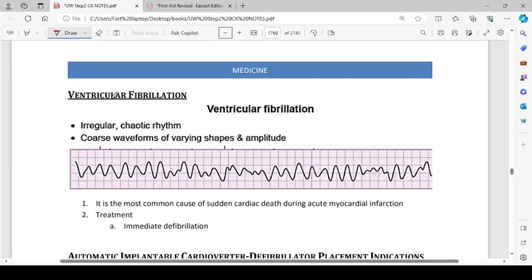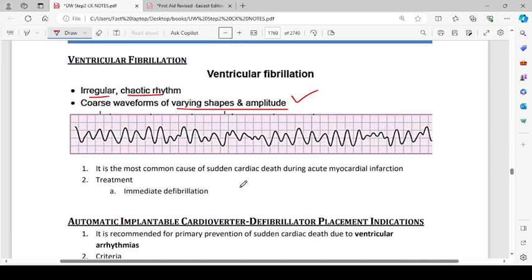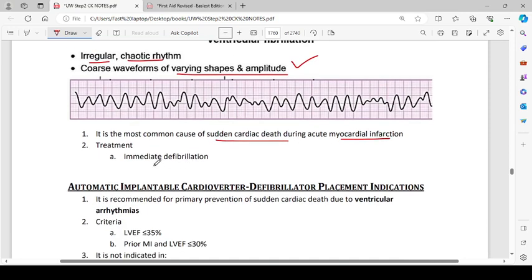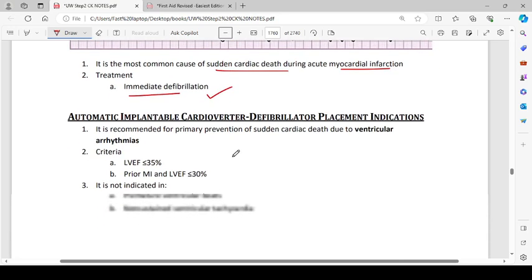So ventricular fibrillation is an irregular, chaotic rhythm. Coarse waveforms of varying shapes and amplitude will be seen. So you cannot identify any wave in this waveform. Like no PQRS can be identified in this strip. It is the most common cause of sudden cardiac death due to acute myocardial infarction, and the treatment is immediate defibrillation.